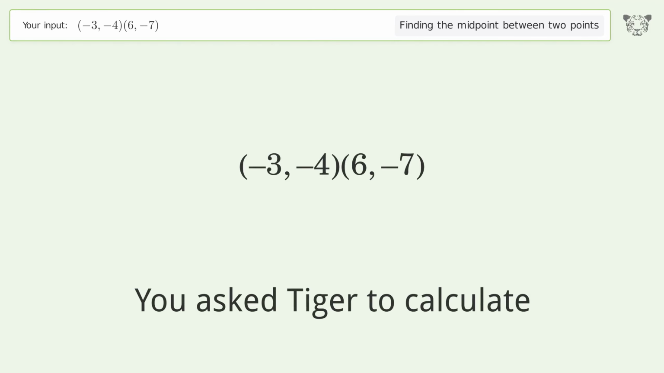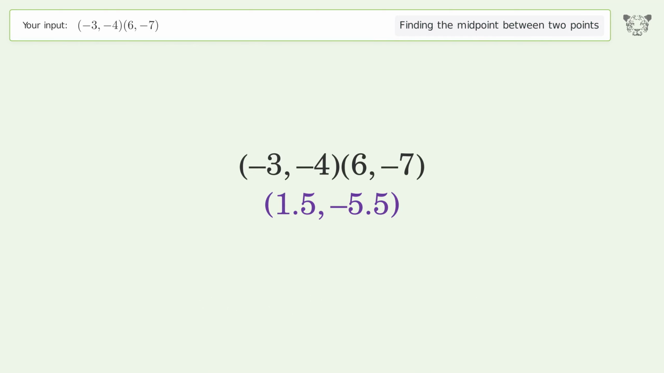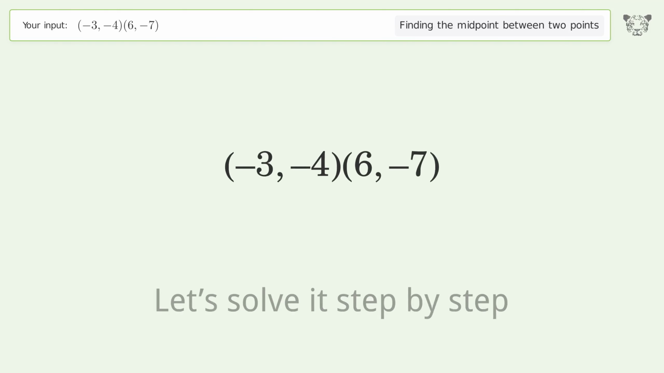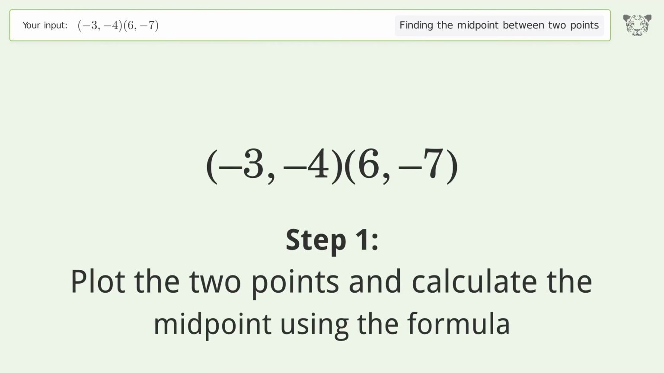You ask Tiger to calculate. This deals with finding the midpoint between 2 points. The midpoint between the 2 points is 1.5, negative 5.5. Let's solve it step by step. Plot the 2 points and calculate the midpoint using the formula.